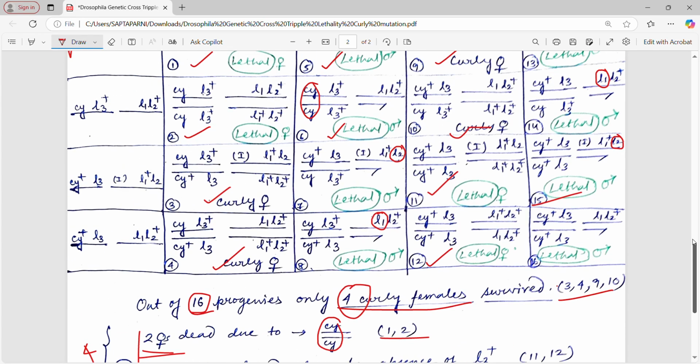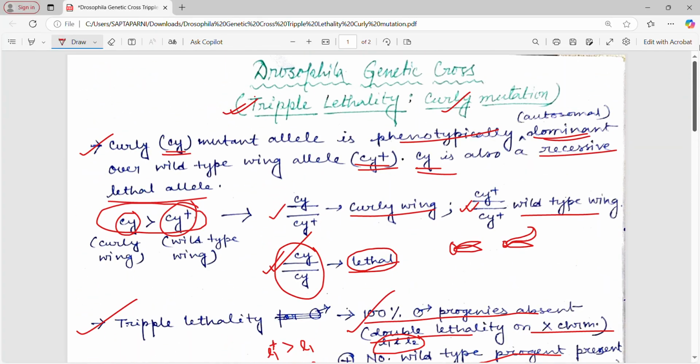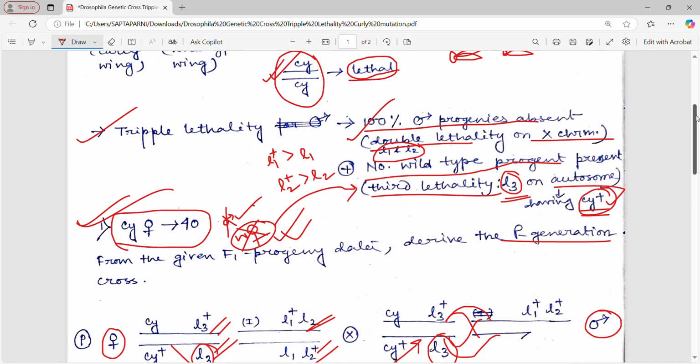From this you can see that only curly females survived. So that matches with our question, only curly females survived, so our cross is completely correct.